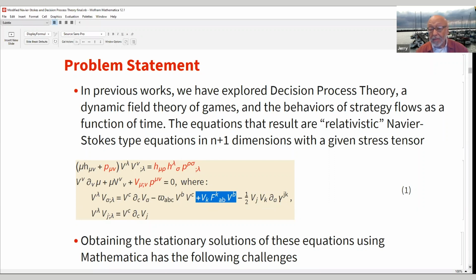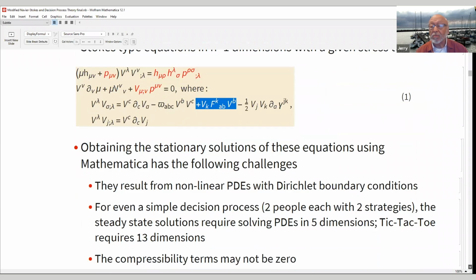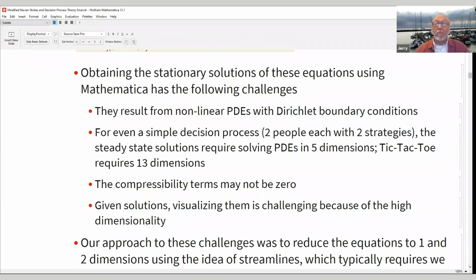So in trying to understand those solutions for game theory, there were a number of challenges. The first non-trivial challenge is that the equations that result are nonlinear partial differential equations. So originally I wanted to use NDSolve for those equations. That was very tough, but since release 12, I guess, we can solve PDEs that are nonlinear, and that makes my life a lot easier. I can apply it directly.